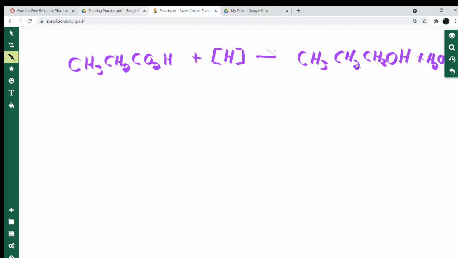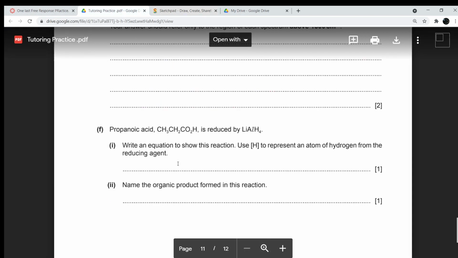Okay, well, naming. Okay, 1, 2, 3 carbons. We have an alcohol group on the first one. This is going to be propane, 1-ol. Okay, this is for F. And then G. Let's take a look at G.